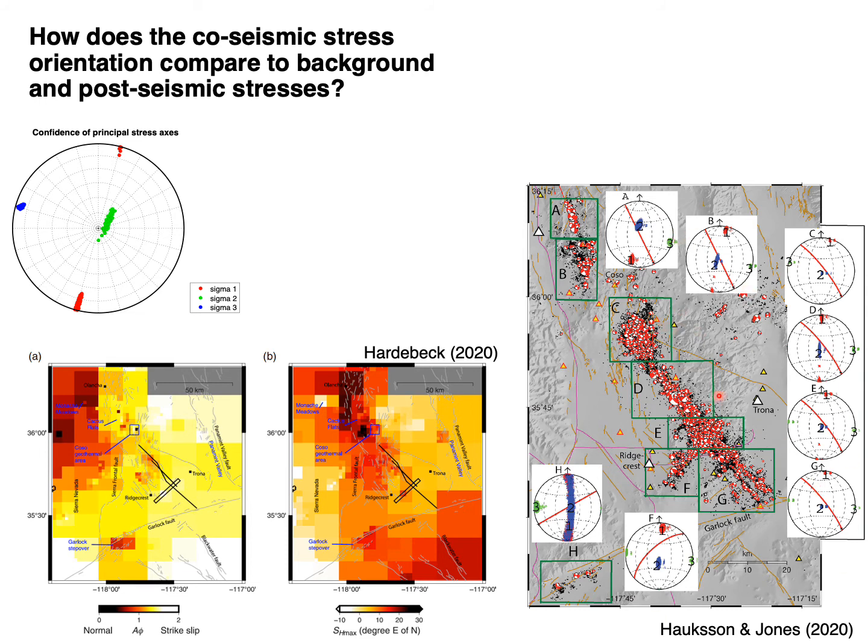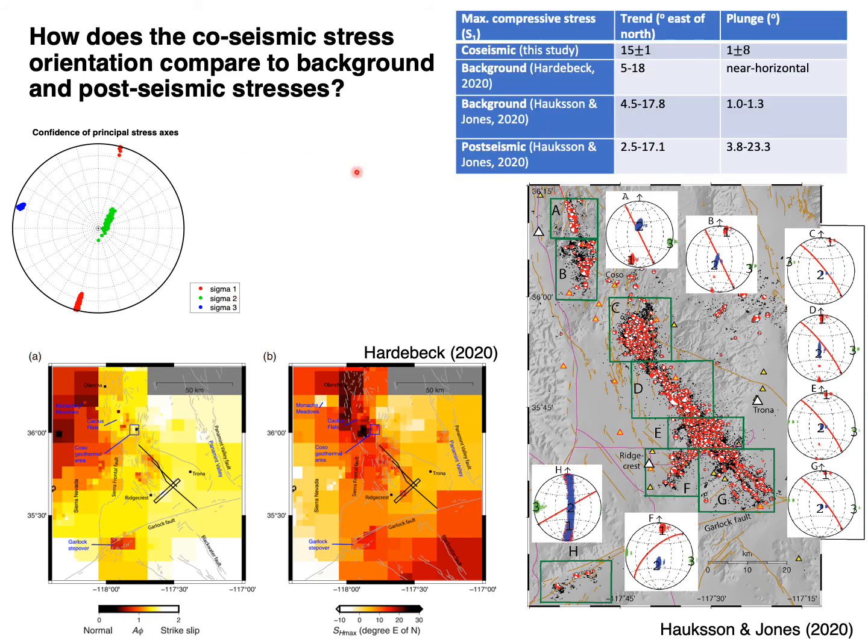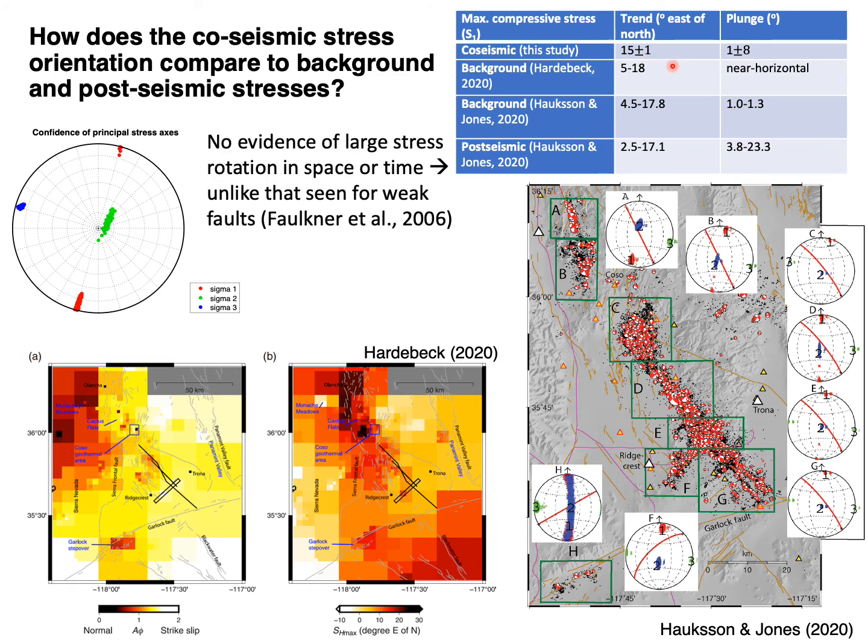So this is showing the stress directions from the aftershocks. You see it's pretty consistent with what we find here. The red is sigma 1 and the blue is still sigma 2, just the colors have switched. And so we can see here that the stress orientations, just showing the trend, the plunge, and then the values in the different studies agree pretty well. So this suggests that we don't see significant rotation between the background, the coseismic, and the post-seismic stress orientations. It's possible there's a few degrees variation, but we wouldn't be able to resolve that with our analysis.